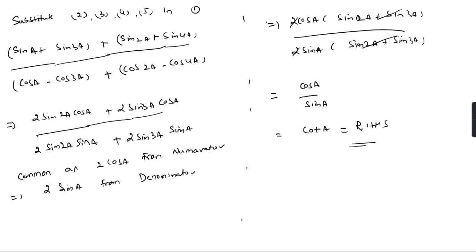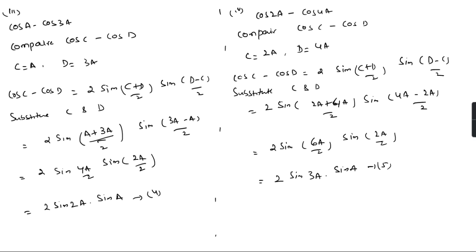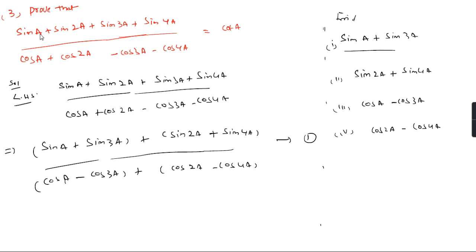So here what we prove is that the question, sin A plus sin 2A plus sin 3A plus sin 4A by cos A plus cos 2A minus cos 3A minus cos 4A, is equal to cot A. First this will be taken as LHS, and for our convenience it can be written in order: sin A plus sin 3A, because in the formula we need the by 2, and similarly sin 2A plus sin 4A, by cos A minus cos 3A plus cos 2A minus cos 4A. This is taken as 1.